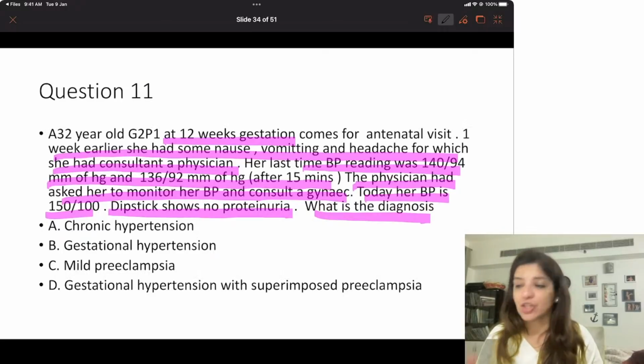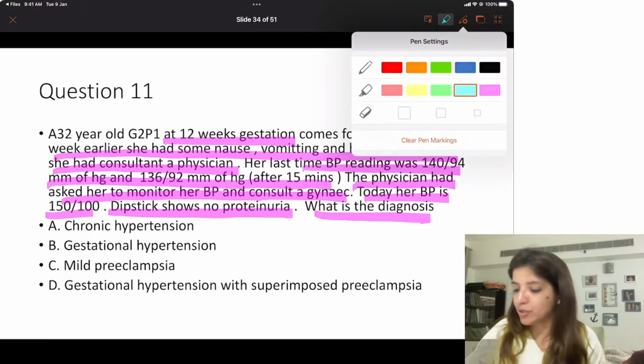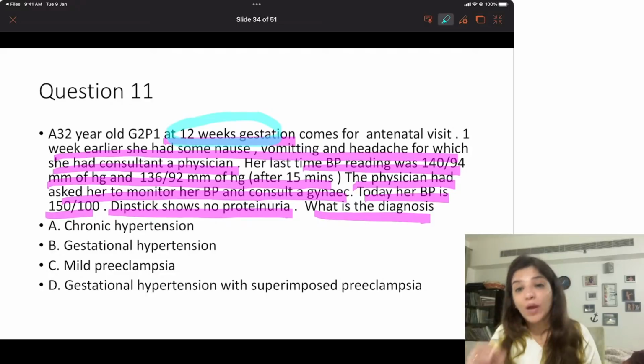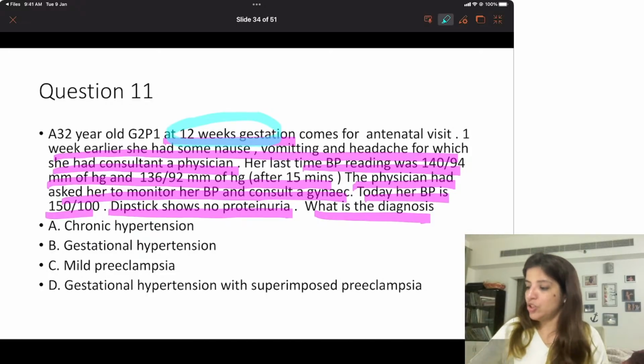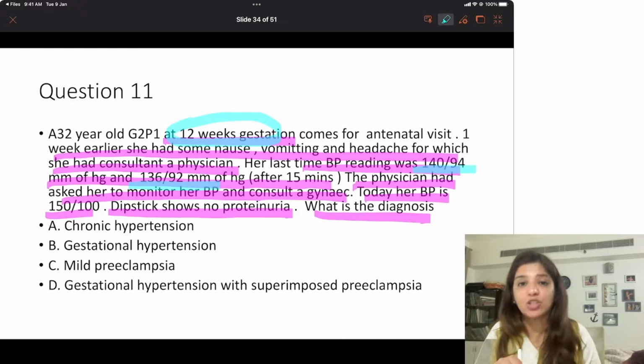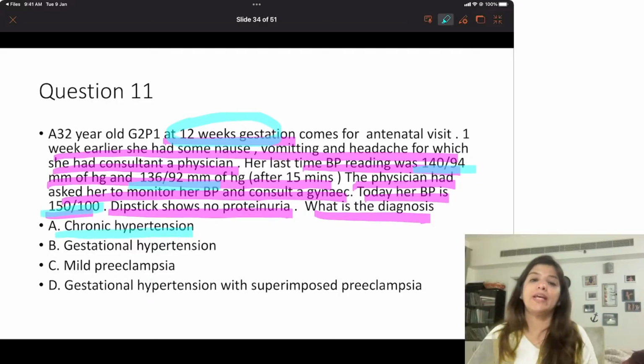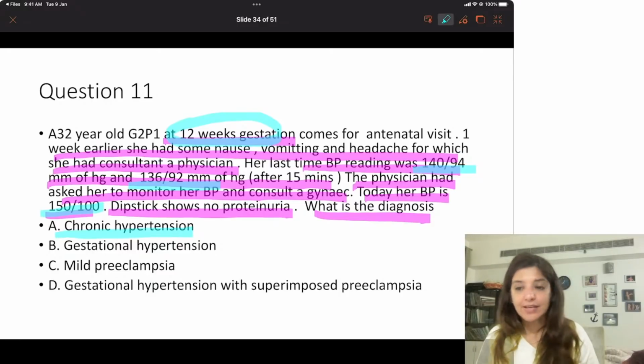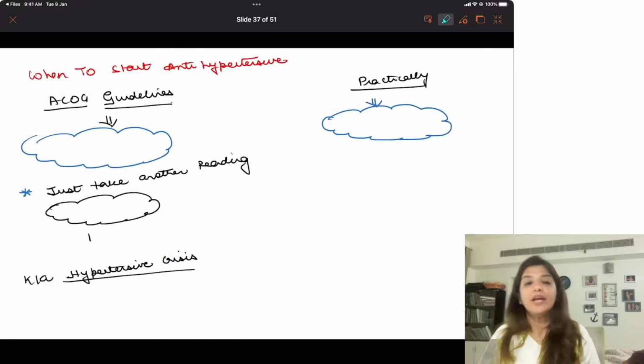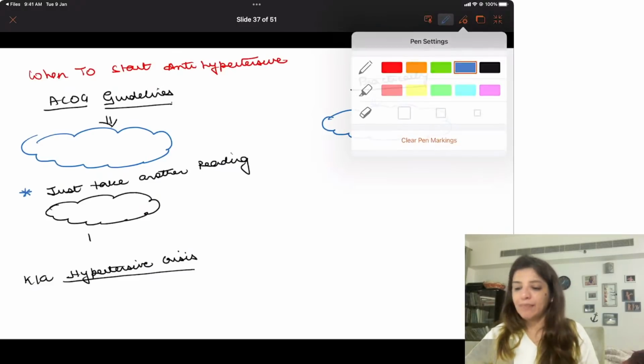So over here your patient is 12 weeks pregnant. In this 12-week pregnant patient, you are getting a BP which is 140 by 94 once, then after 15 minutes 136 by 92, and then after 1 week again 150 by 100. So you are dealing with a case of chronic hypertension. Clear to all of you? Yes? Okay, now when to start antihypertensives?